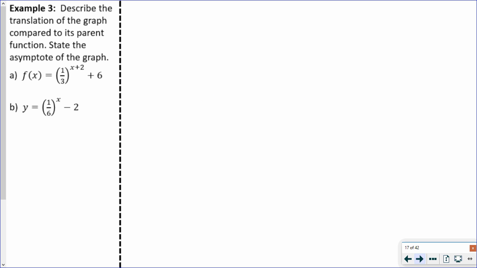All right, so example 3, describe the translation of the graph compared to its parent function. So tell me what it's doing, right, left, up, down, wider, steeper. That's what that means. And then state the asymptote of the graph. So go ahead and pause it and try those, and then unpause it when you're ready to check.